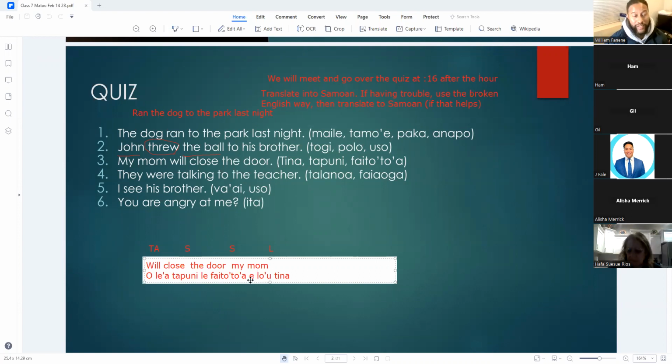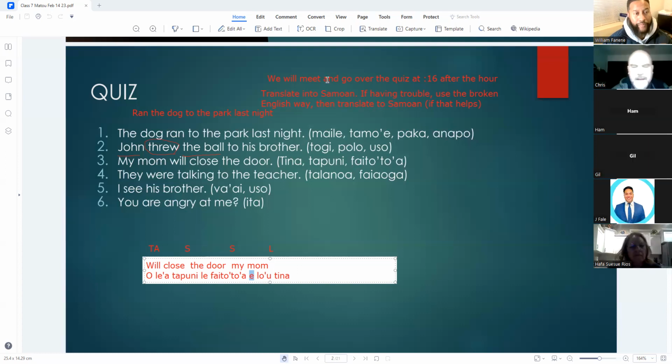So the one who did the closing, that did the action, is going to be lo'utina, and we mark that with the e. So ole'a kapungi le fai koko'a e lo'uki ngā. All right. Thank you for saying that. I really appreciate that. Okay. So the rest of these are kind of the same. So we'll leave this and then go ahead to another topic, unless you have a question. If anyone has a question, we can go over that.